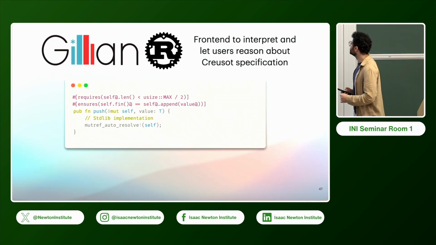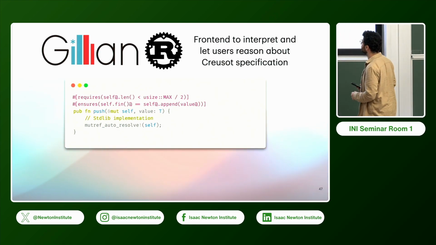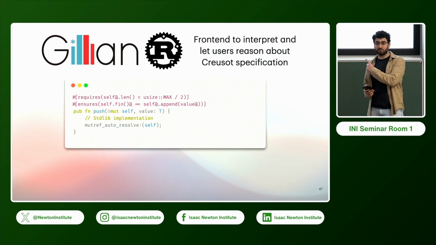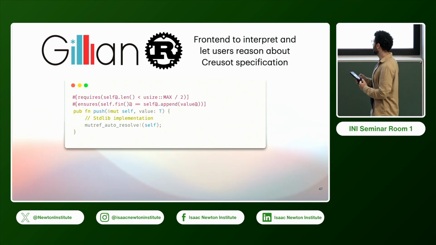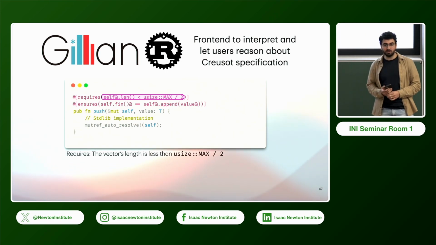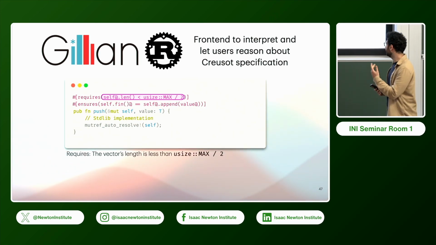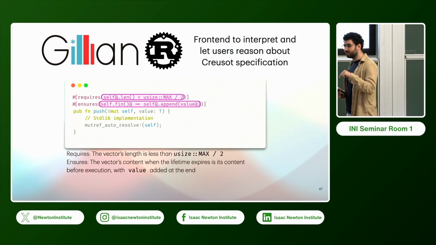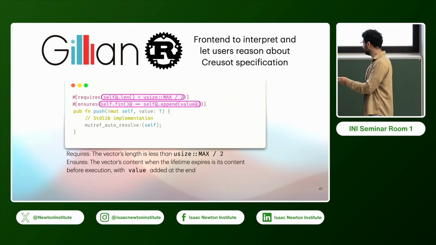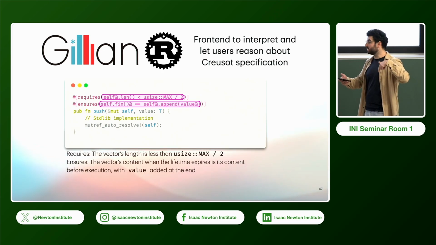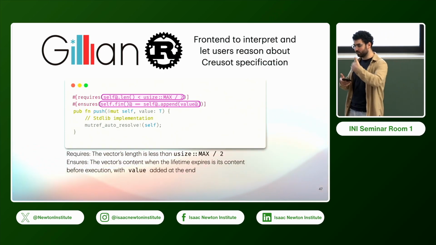So let's look just at this. This is a Creusot specification for the push function in a vector, but actually it's exactly the same specification if you want to push at the end of a linked list. It requires that the vector length is less than usize max divided by 2. It's an actual requirement of the standard library, but nobody will ever have a vector that big. And it says that when the lifetime expires, the content of the vector is its content before execution with the value added at the end. So it's kind of prophetic. It talks about what happens when the lifetime expires.